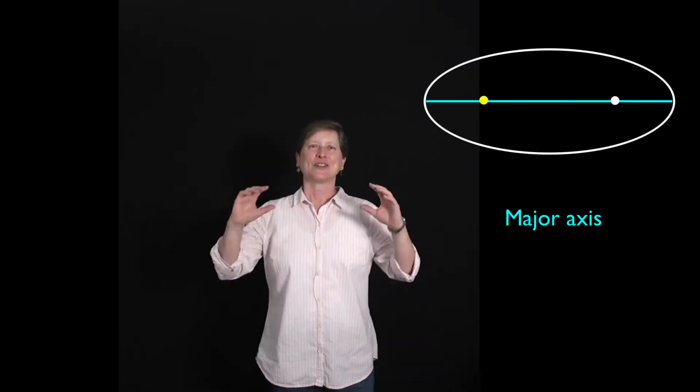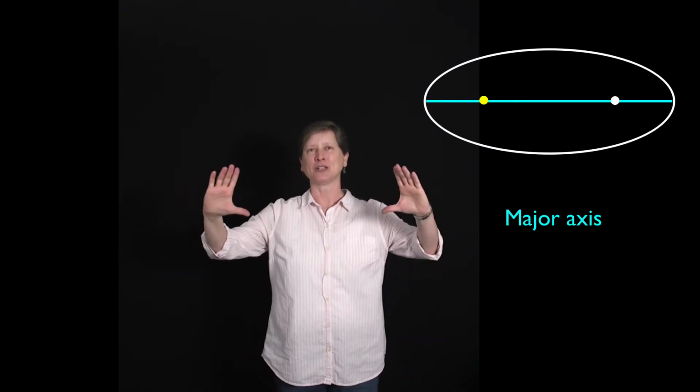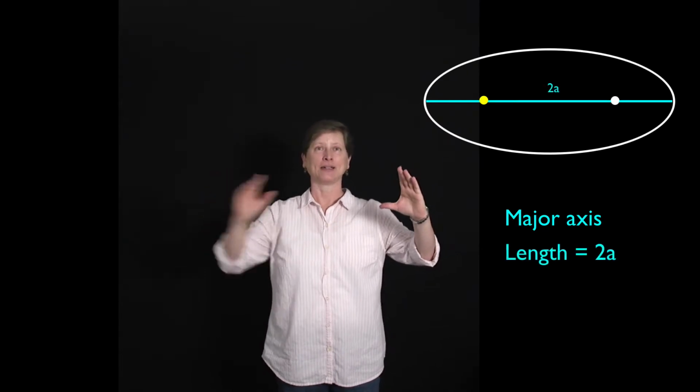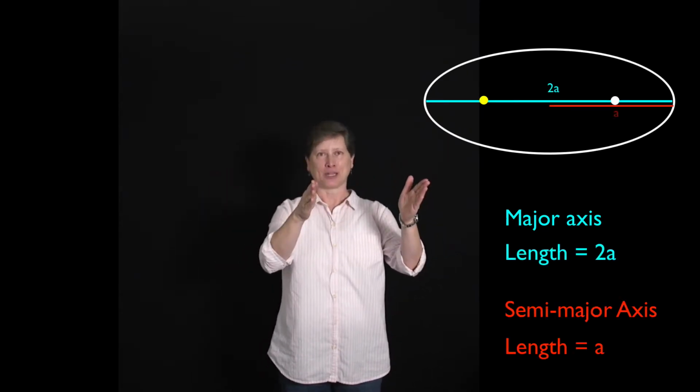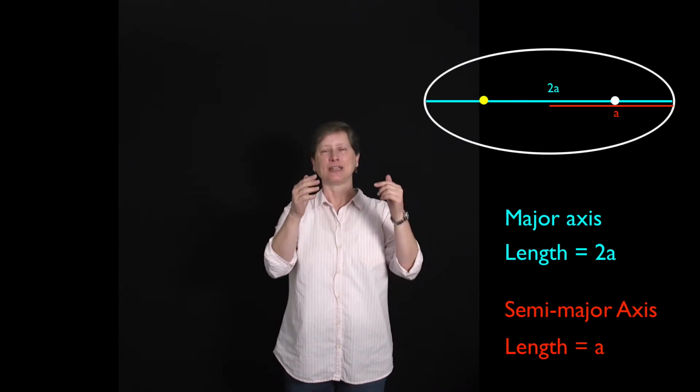And if you draw a line between the focus points and extend it out to the edges of the ellipse, you have a long axis of your ellipse, and that's something called the major axis. So when you look at the ellipse and you look at the major axis, mathematically we note that as 2a. So half of that major axis, something that's called the semi-major axis, is a.